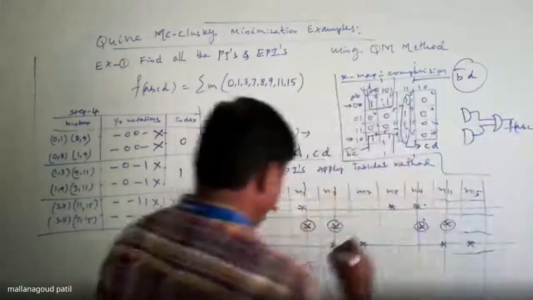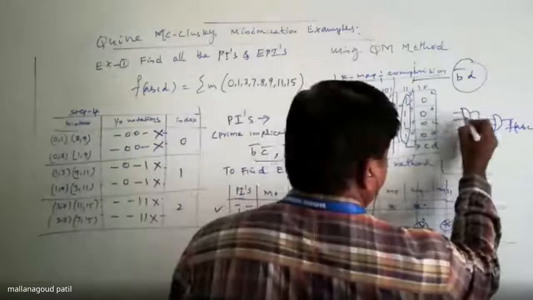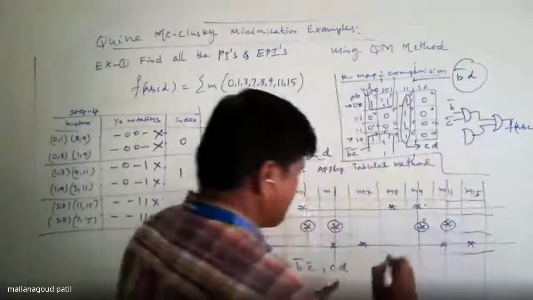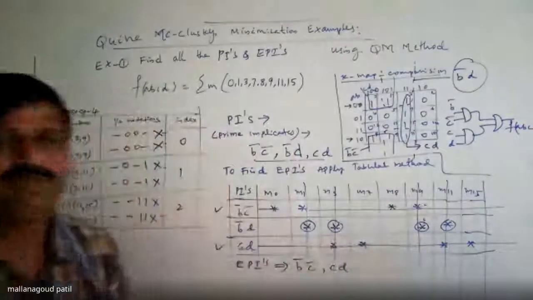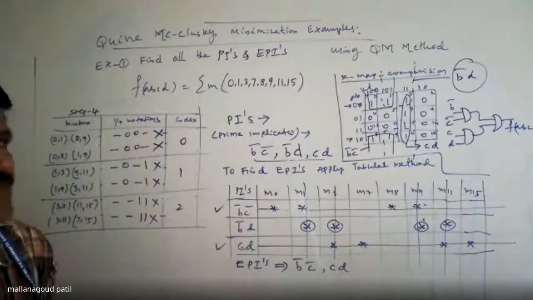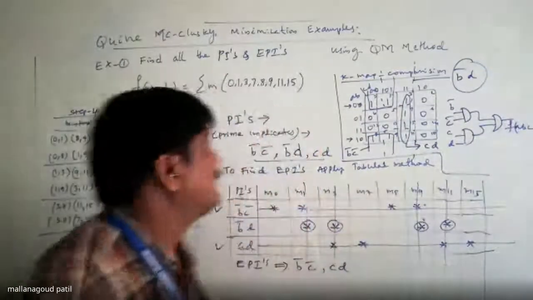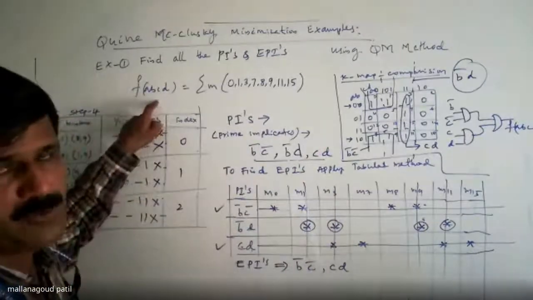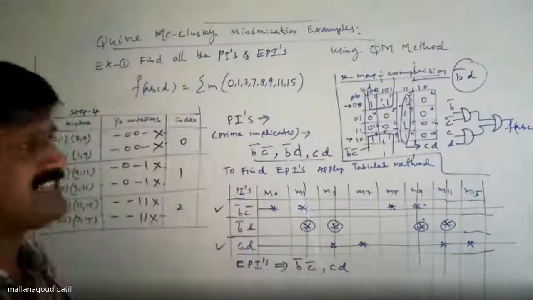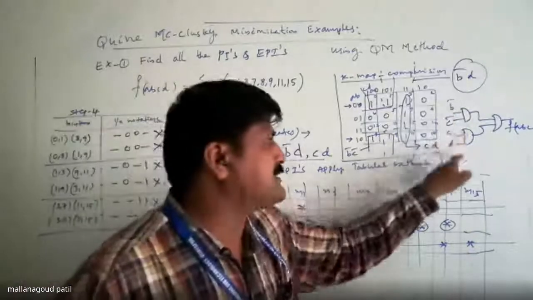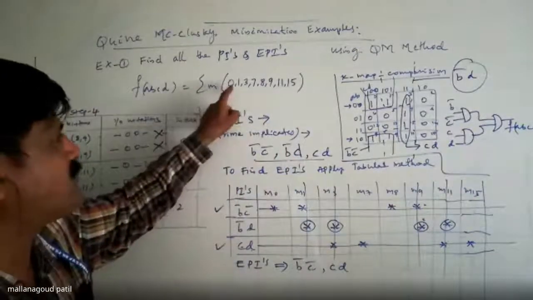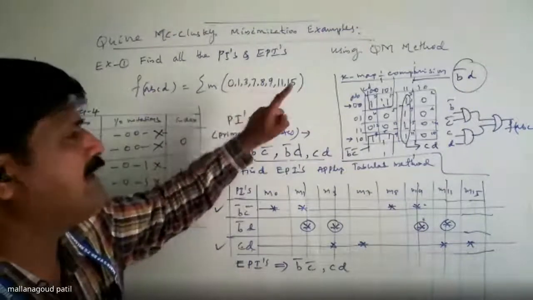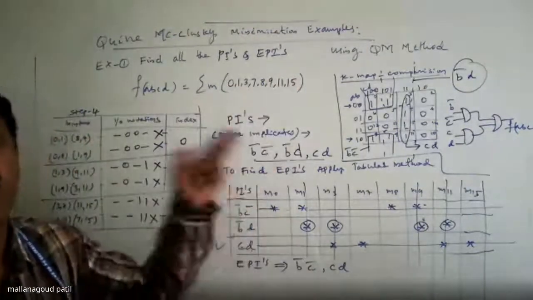Then I can write. What is the first one? B bar C bar. What is the second one? CD. Directly I got F of A, B, C, D. How many inputs? 4 inputs. Combinations are 16. Only these will give the function, covering sigma m equal to 0, 1, 3, 7, 8, 9, 11, 15 will be 1 and the rest all are 0.